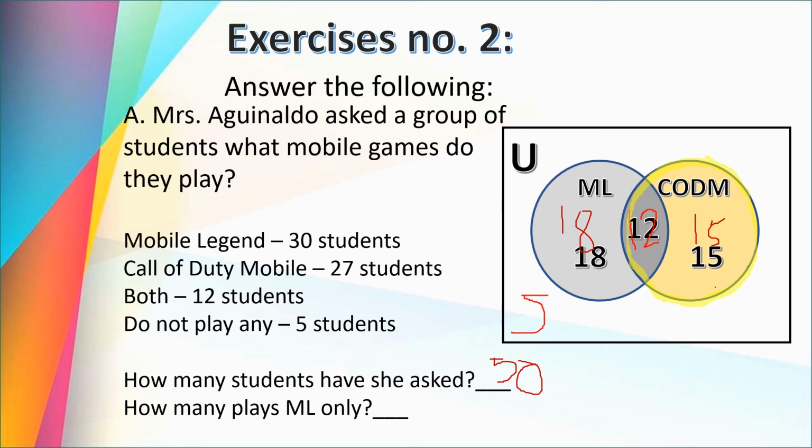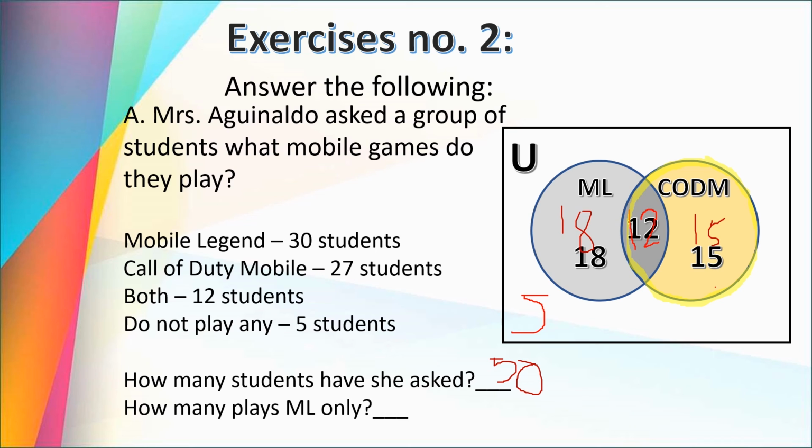Hindi nyo pwede i-add dito based sa given natin. Since kitang-kita naman 30 plus 27 plus 12 plus 5, sobra-sobra siya ng 50. So, ano muna yung dapat gawin? Kailangan gawin nyo muna yung ating Venn diagram.